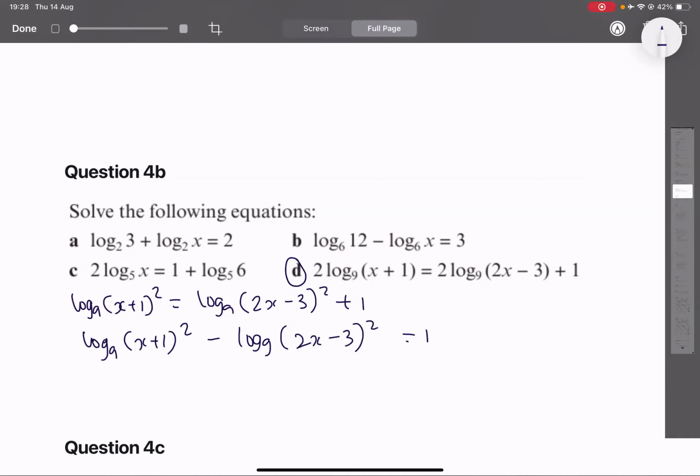We can still collect like terms further, combining them into 1. So how would you do that? You would divide it. Cool. And then you know what to do from there. You're going to raise the other side to log 9 to the power of 1, and you're going to get a big quadratic. Okay, cool.